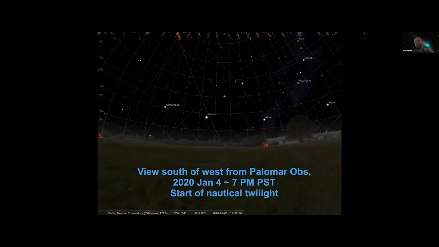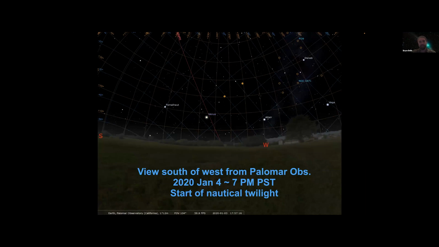So how does one go about looking for these things, practically speaking, from the ground? Well, this is a view looking south of west at the ecliptic from Palomar Observatory on 2020 January 4th at around 7 p.m. Pacific Standard Time. So this is the start of nautical twilight, that is, when the sun is 12 degrees below the horizon.